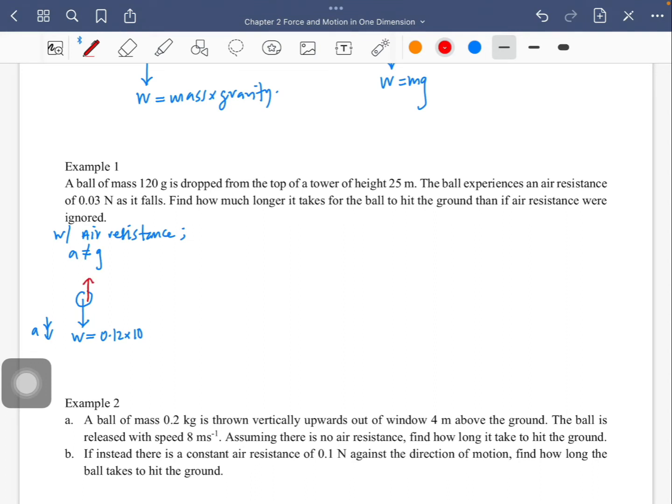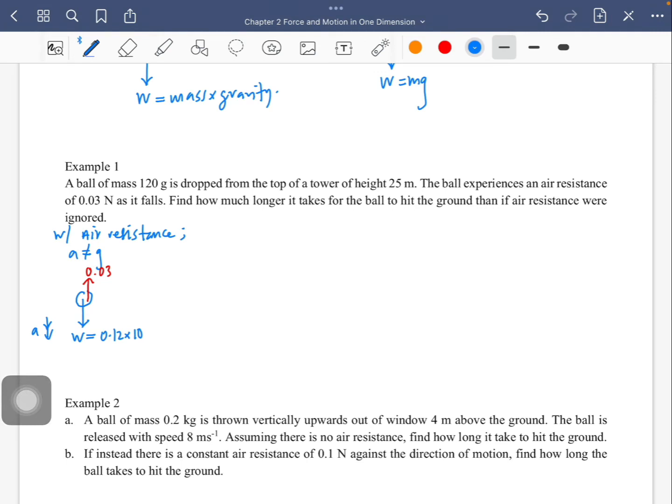Remember, any kind of resistance force always opposes the motion. Since our motion is going downward, air resistance is acting upward. The value here is given as 0.03 Newton. These are the forces acting on the object: weight force vertically downward and air resistance acting upward, and the motion of course going downward. So we need to find the acceleration of the motion first.